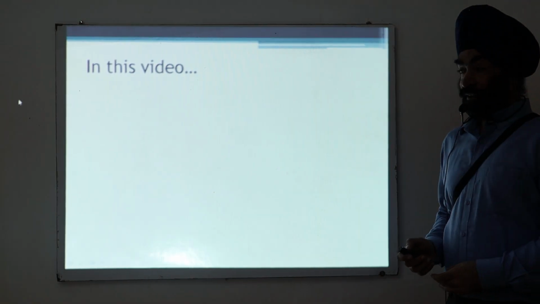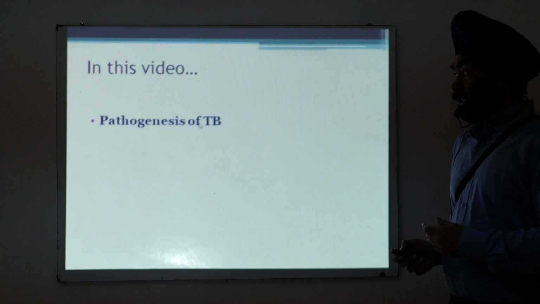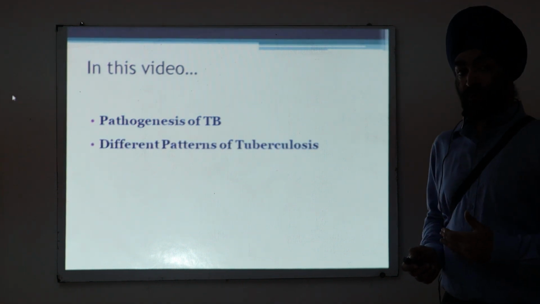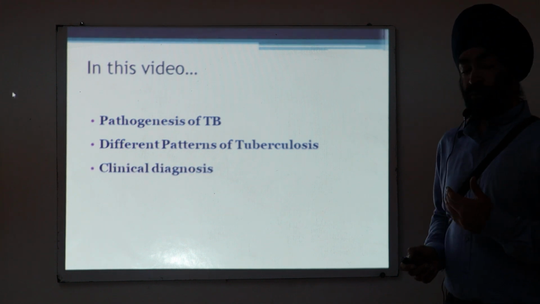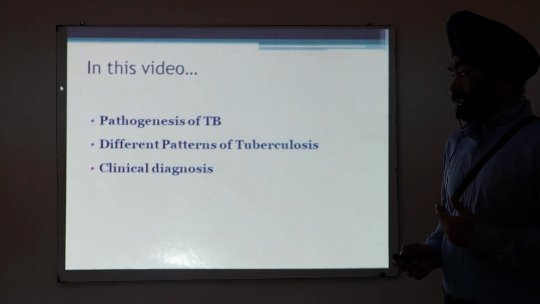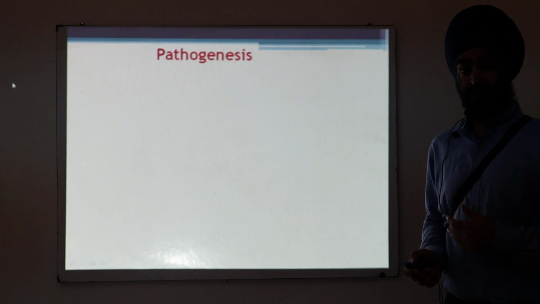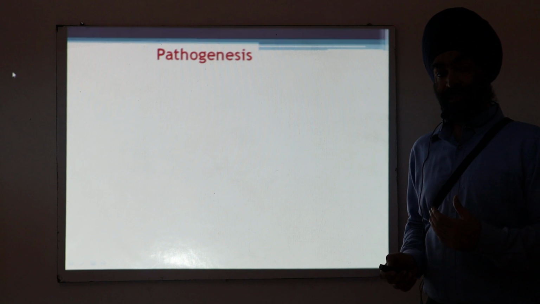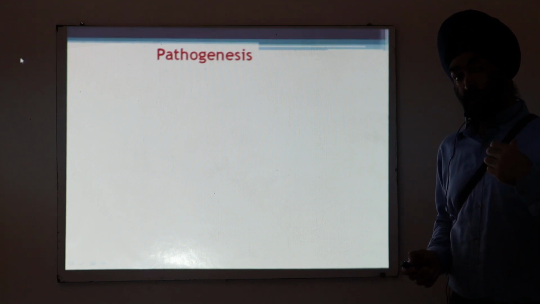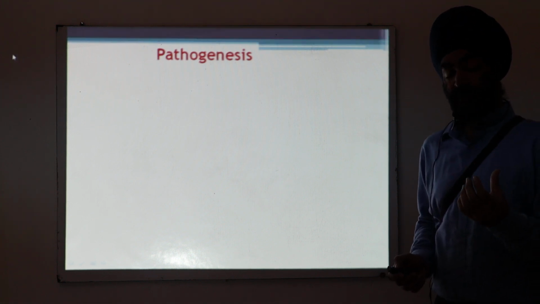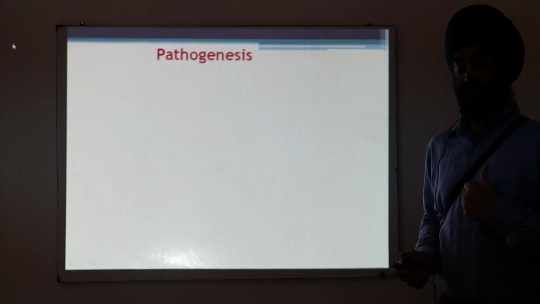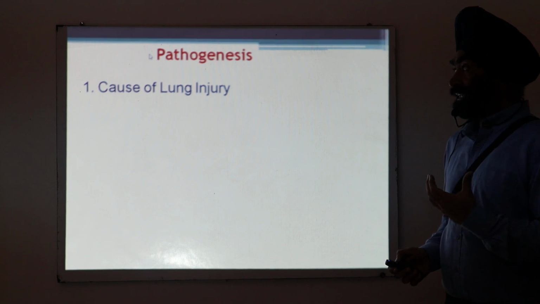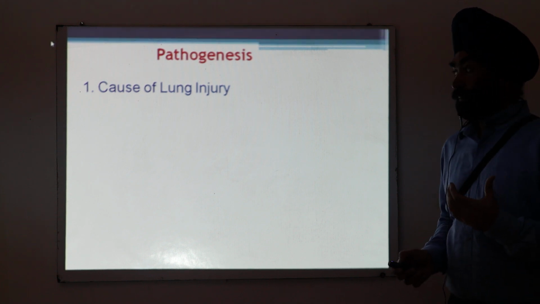In this video, I will discuss the pathogenesis of tuberculosis, what are the different patterns of tuberculosis, and how we can diagnose tuberculosis. So first of all, starting with the pathogenesis of tuberculosis. That means how tuberculosis actually develops in human beings after the microorganism, that is mycobacterium, enters inside the human body. So first of all, we will discuss what exactly is the cause of the lung injury.